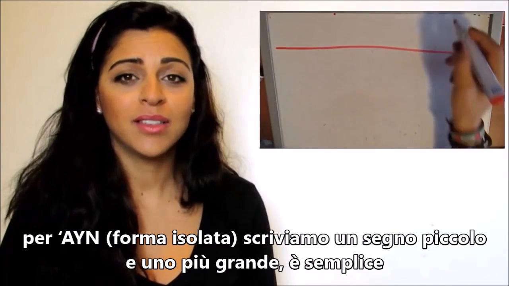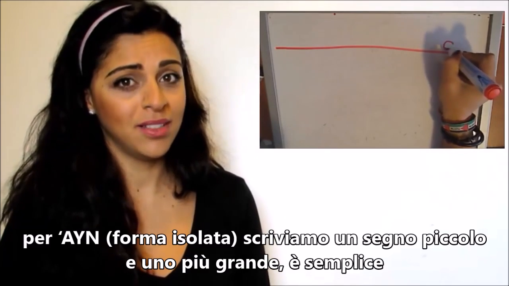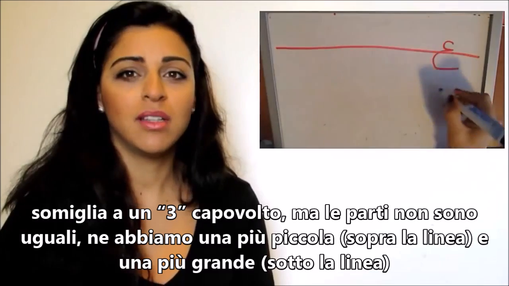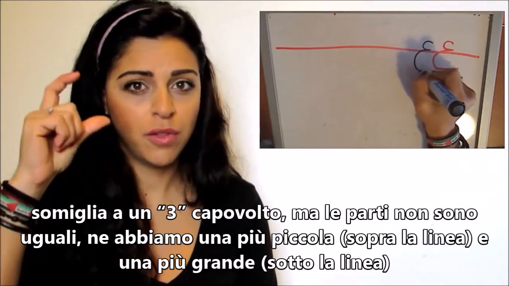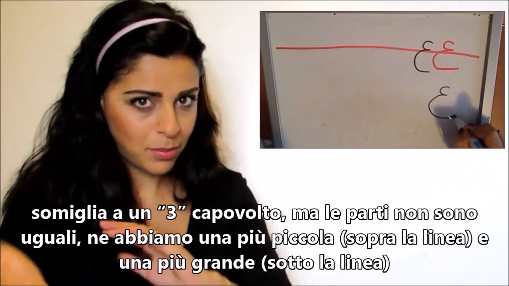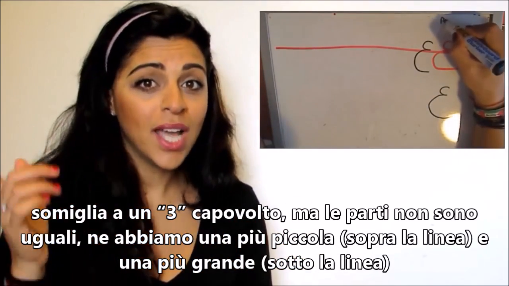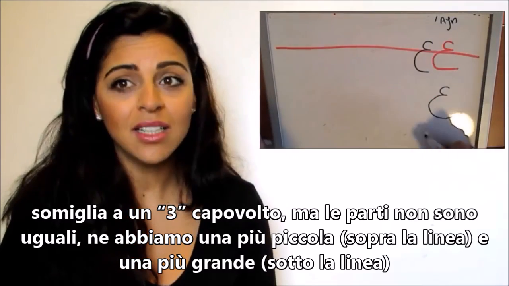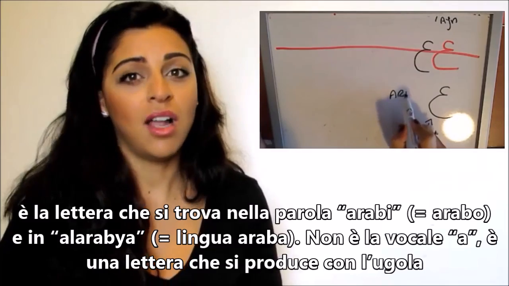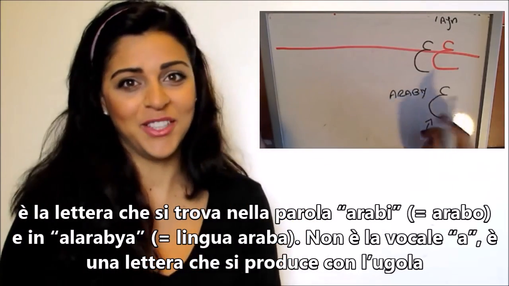Ain, we write a small and a big. Very easy. Small and big. It looks like a 3, but the both parts of the 3 are not equal. Small one and then like the upside down 3. Small one and then big one. This is our Ain. This is the letter of the word Arabi, Arab, and Al-Arabiyya, the Arabic language.